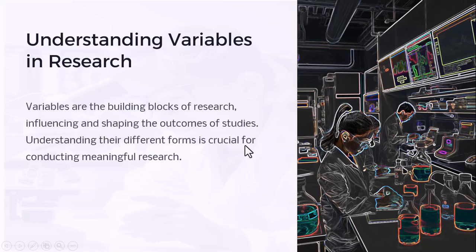Variables are a very important aspect of research because research is all about finding solutions to problems, and most of these problems are circled around variables in the world. So variables are the building blocks of research, and they influence and shape the outcomes of studies. Understanding the different variable forms and how they interact is very important in conducting meaningful research.